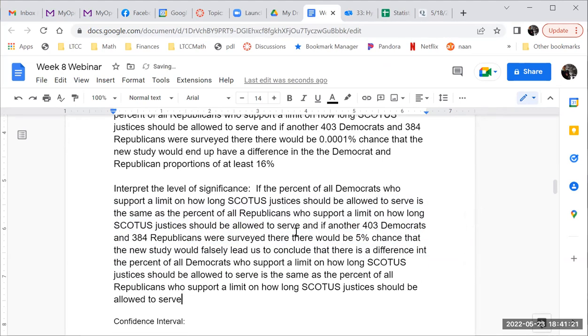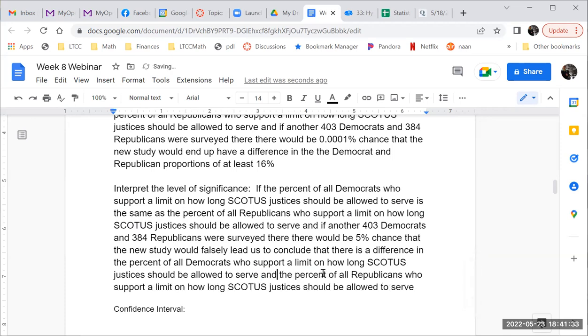So there is a difference in the percentage of all Democrats who support a limit on how long SCOTUS justices should be allowed to serve, and the percentage of all Republicans who support a limit on how long SCOTUS justices should be allowed to serve.